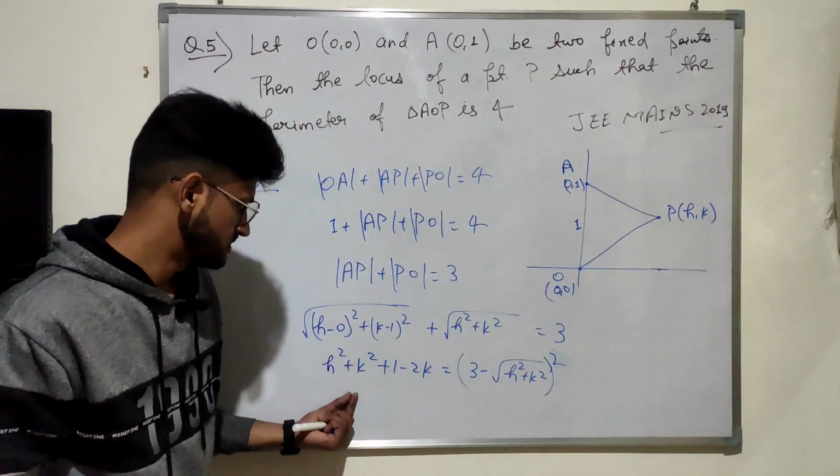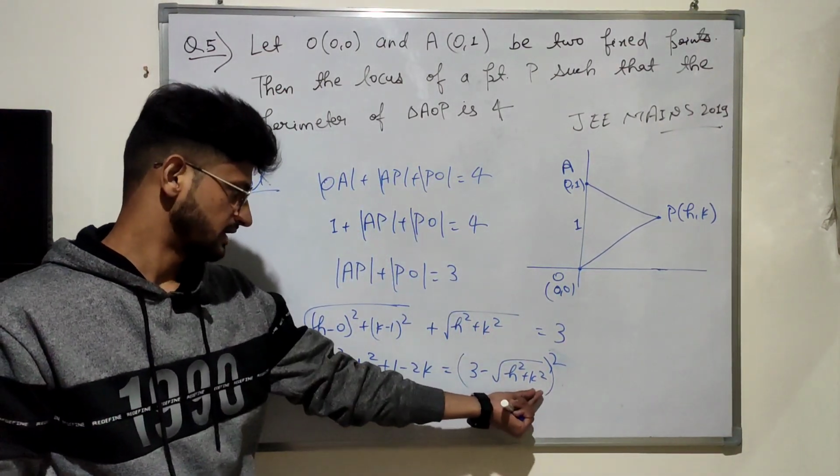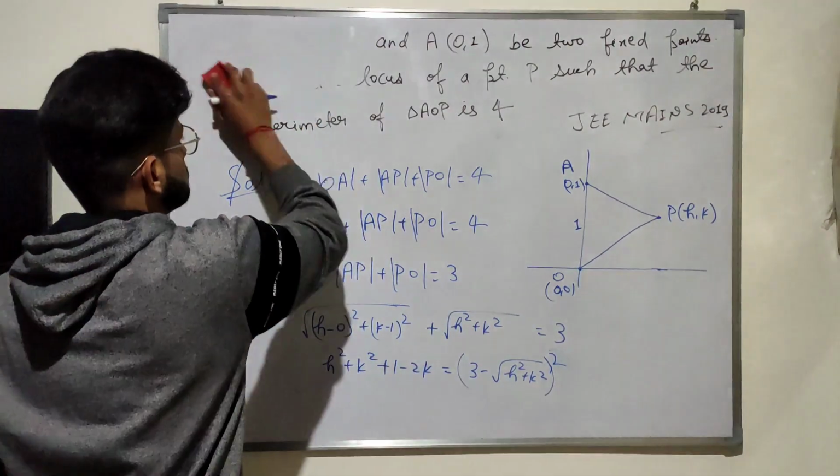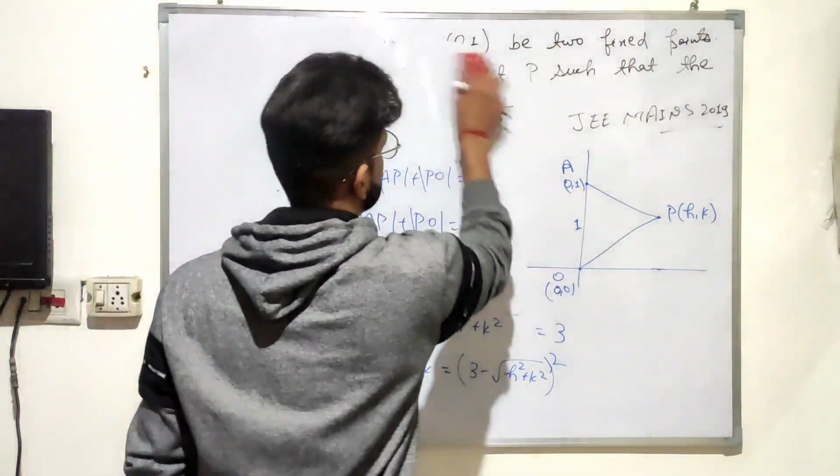This is the square. Here on the left side we have already done the square. On the right hand side we need to do it. So further we need to solve it.